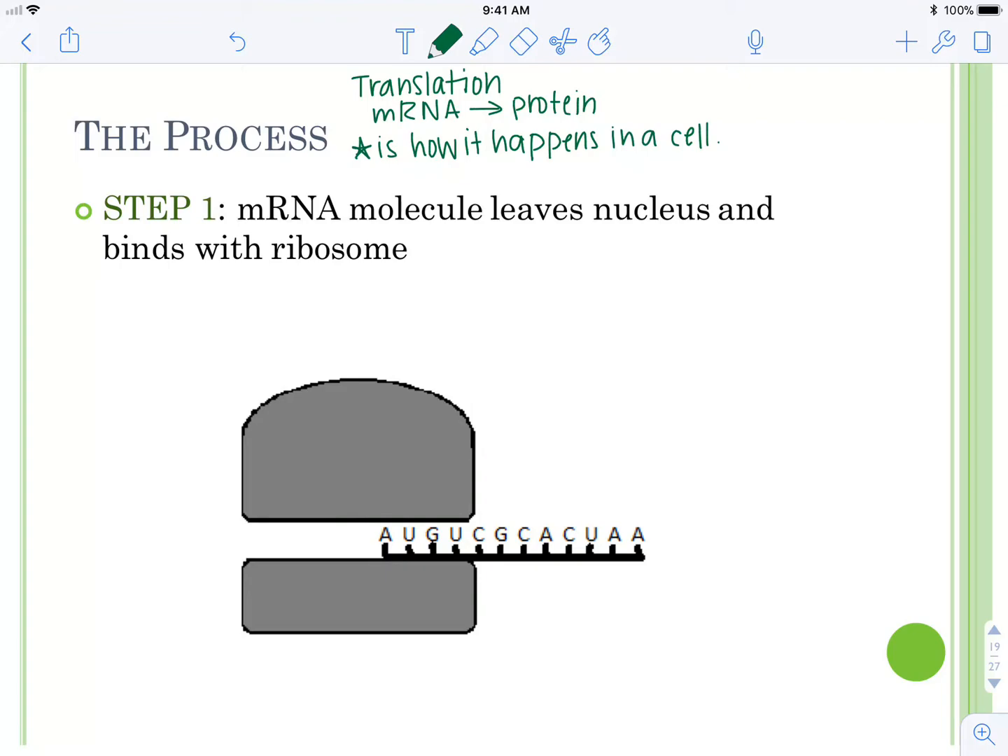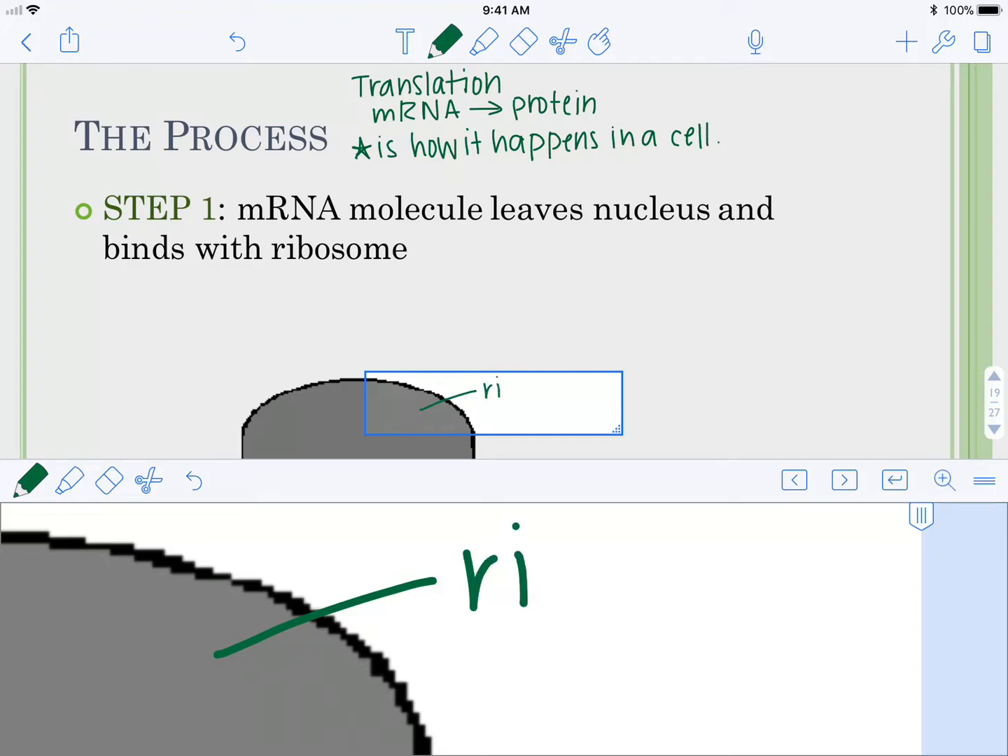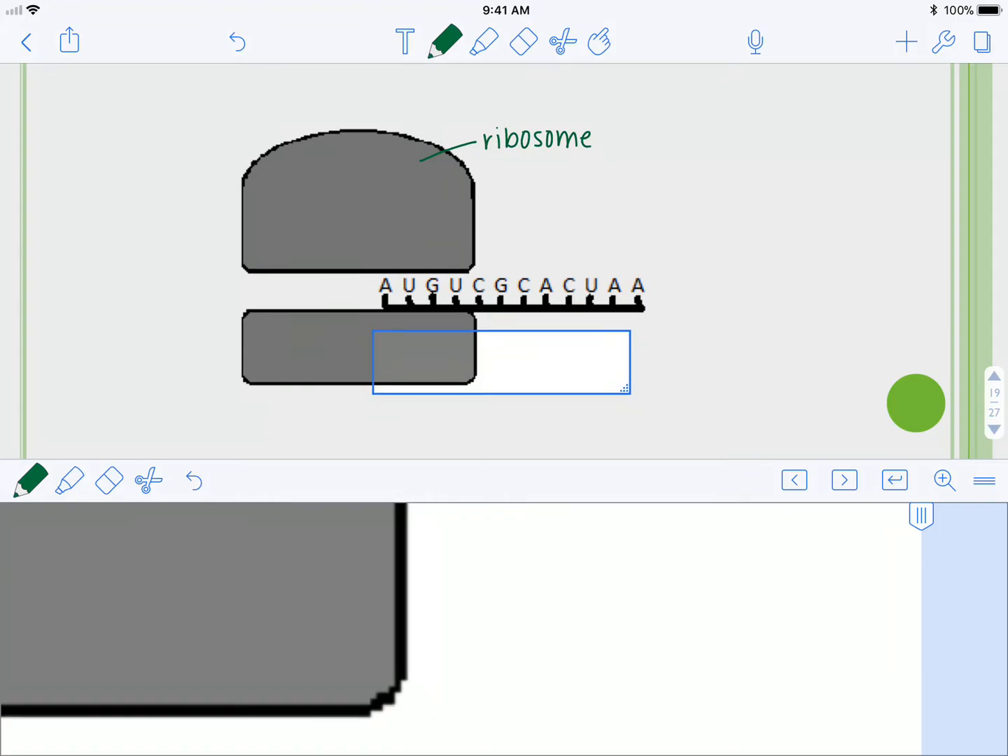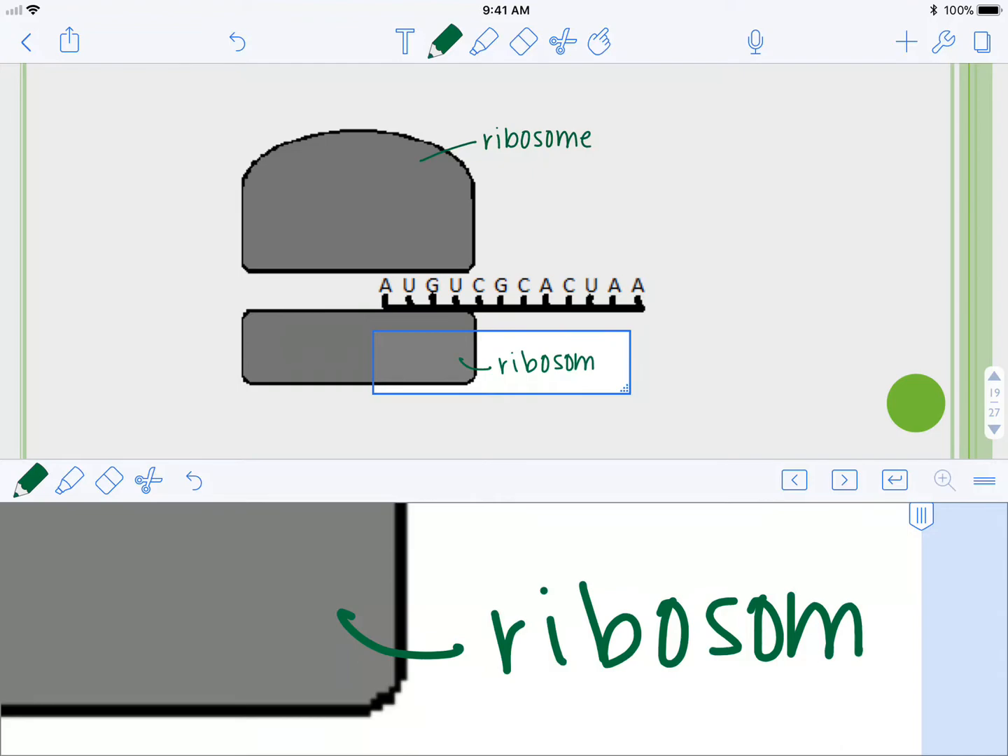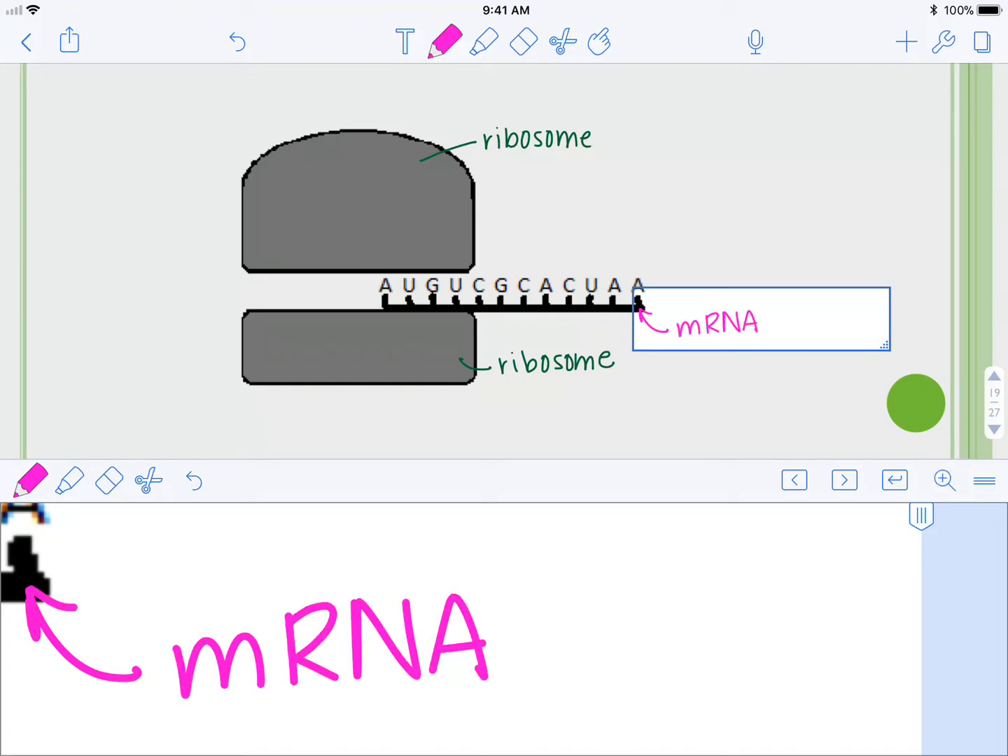And it's going to bind with the ribosome. When it binds with the ribosome, it's going to start at that start codon. So in this first picture, you really want to make sure you know that this gray thing, this is the ribosome. And a ribosome actually comes in two parts, the top half and the bottom half. And the mRNA is going to be this. That's going to be read by the ribosome.